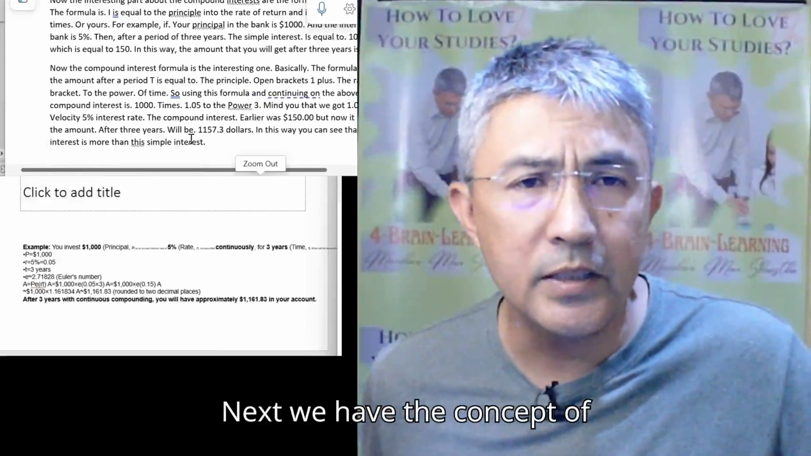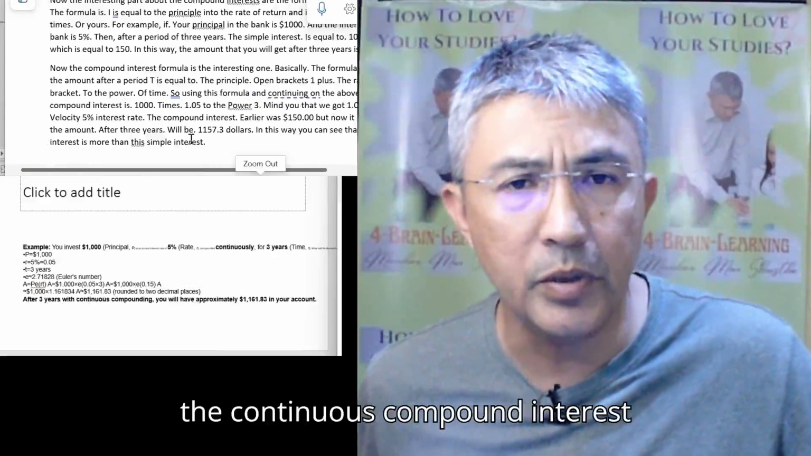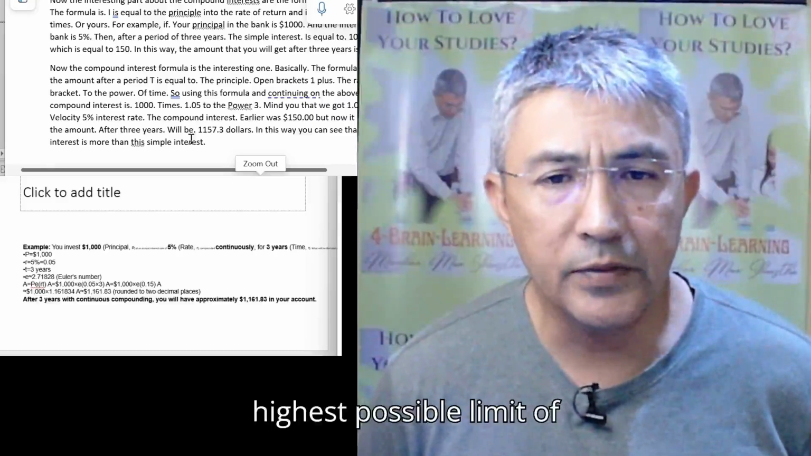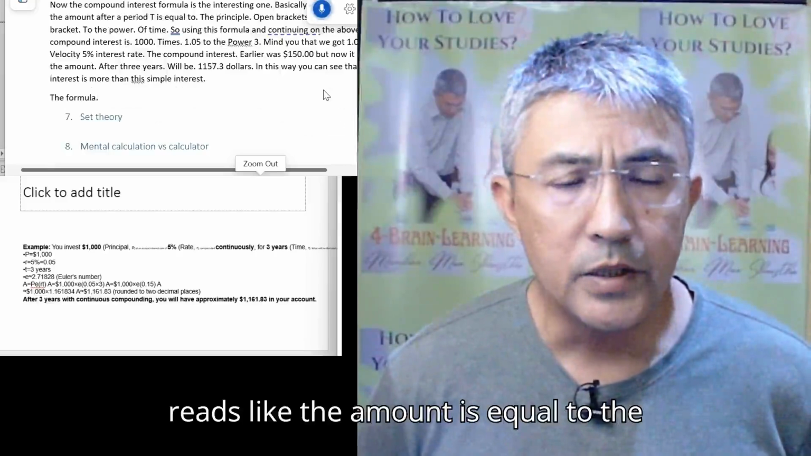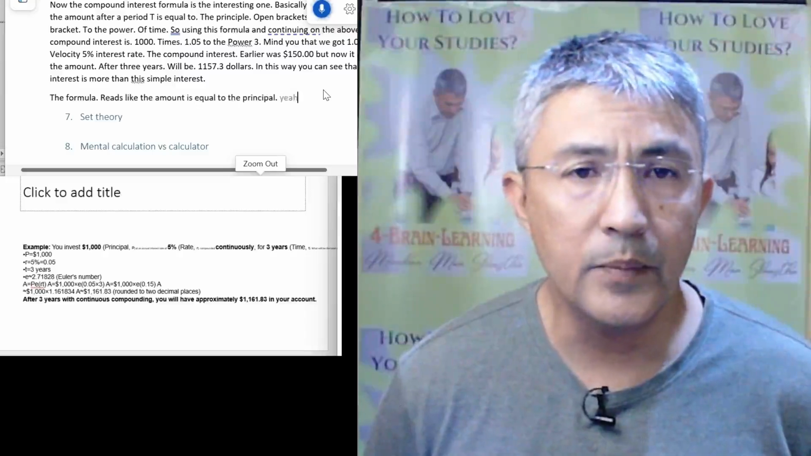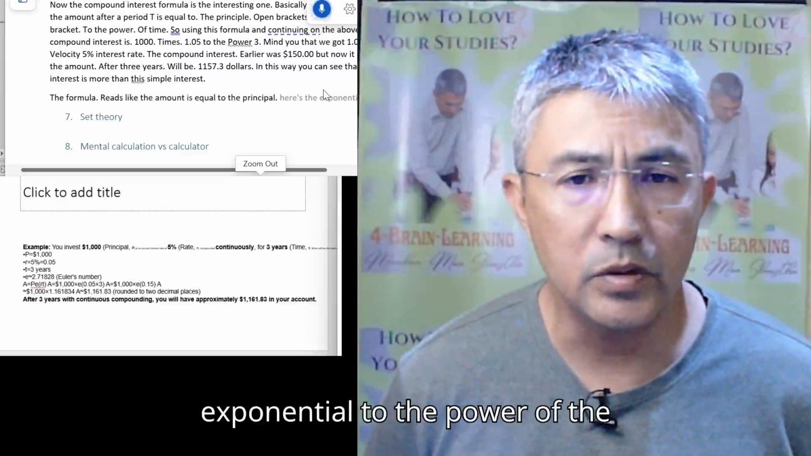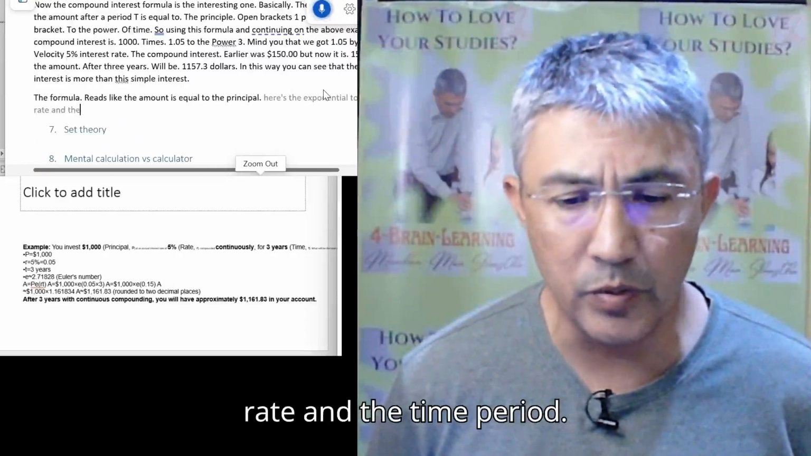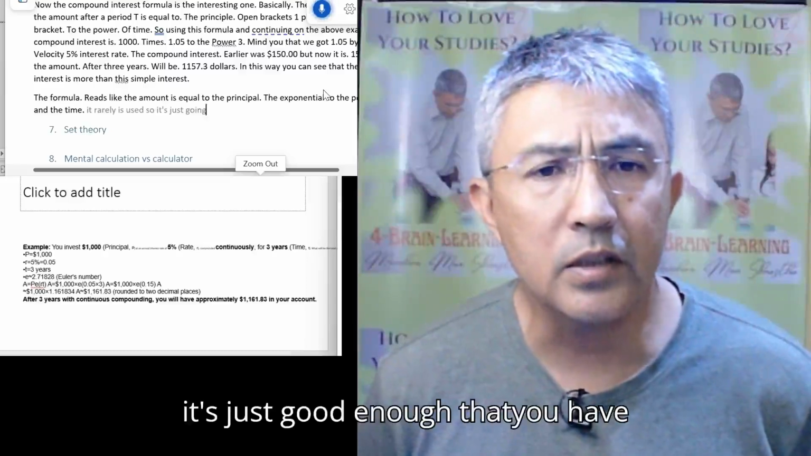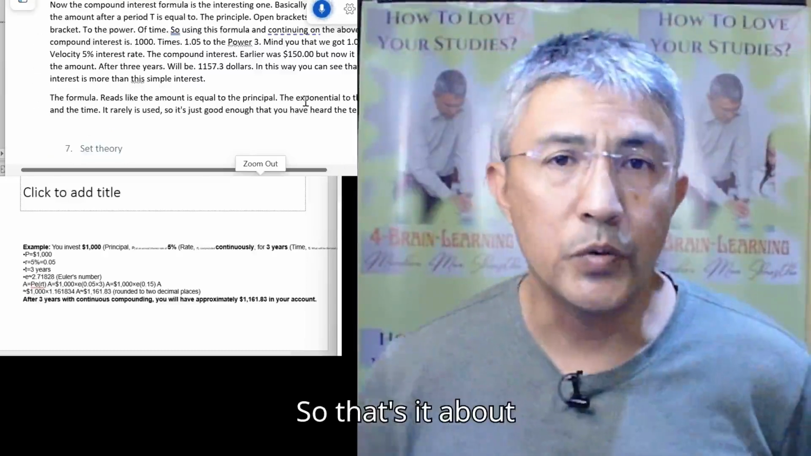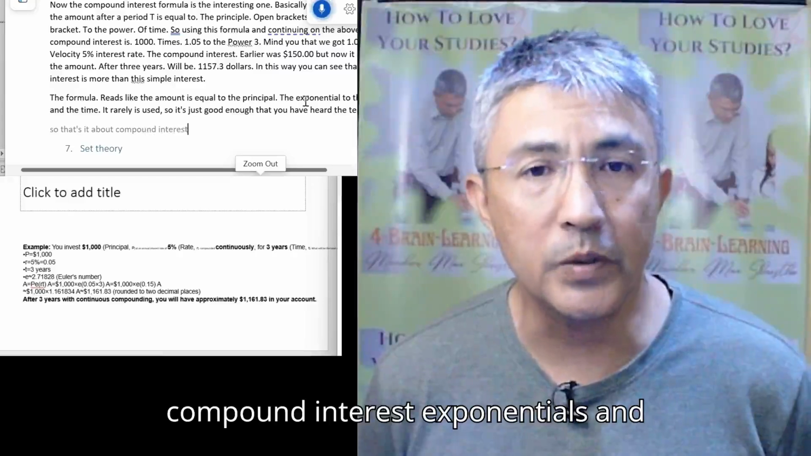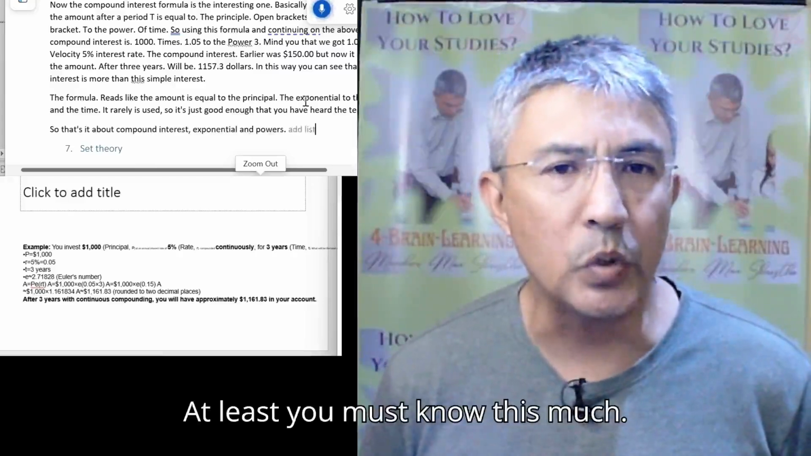Next, we have the concept of continuous compound interest, which is the highest possible limit of compounding. The formula reads: the amount is equal to the principal times the exponential to the power of the rate and the time period. It is rarely used, so it's good enough that you have heard the term. So that's it about compound interest, exponentials, and powers. At least you must know this much.